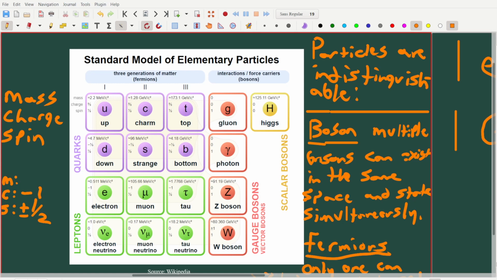People have in fact made hydrogen where they've taken the electron off and replaced it with a muon. Right, so you have a proton and a muon atom. Not surprisingly, muonic hydrogen has very similar properties to electronic hydrogen.